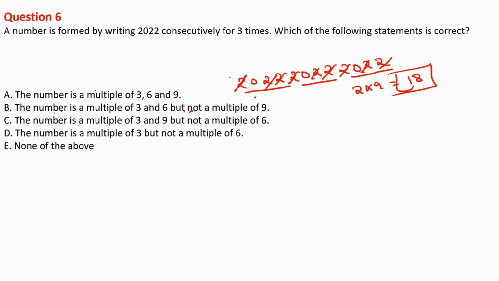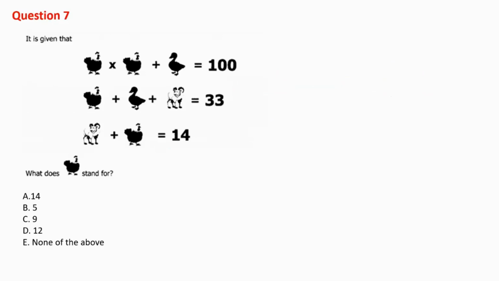The next statement says the number is a multiple of 3 and 6, but not 9. That's not true, because 18 is a multiple of 9. Similarly, the third is not true because it is saying not a multiple of 6. That's also false. The first statement is correct, that the number is a multiple of all three numbers, that is 3, 6, and 9. Next, question number 7.